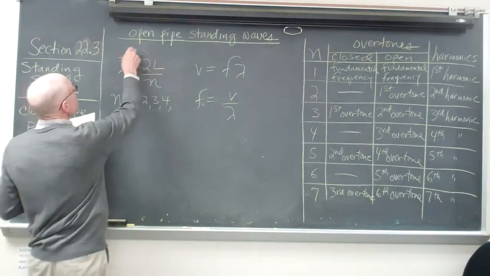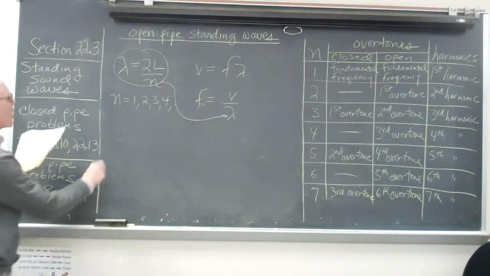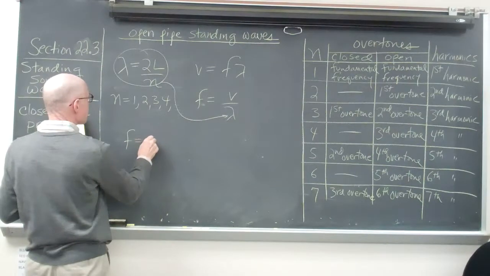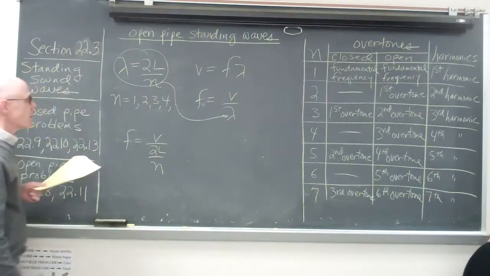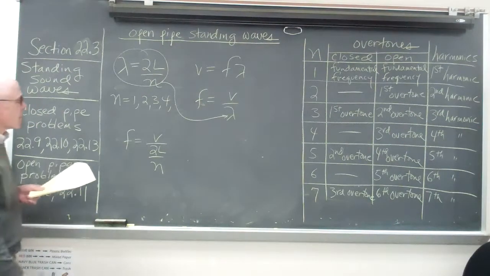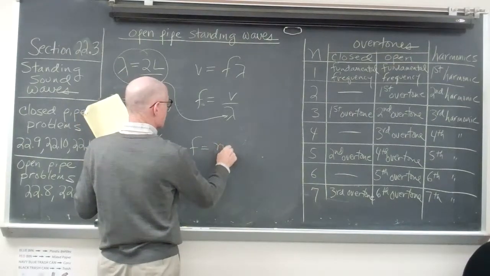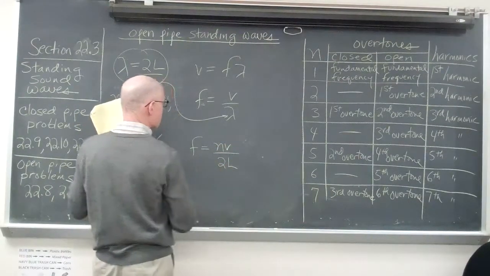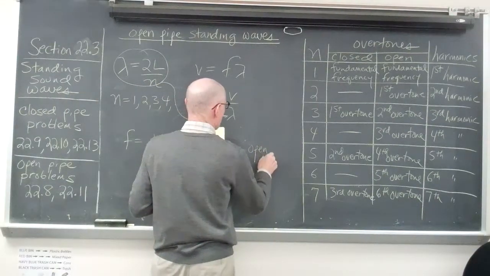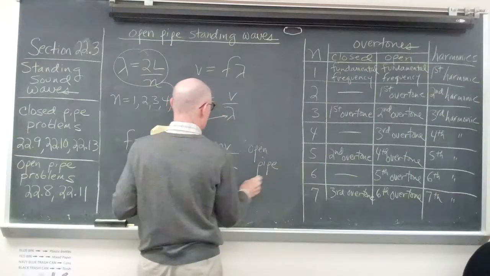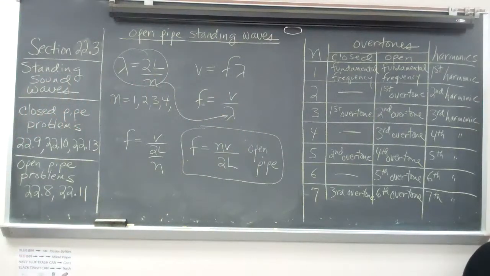And then we'll take this expression, substitute into the denominator. So you have frequency is equal to speed divided by 2L over N. And if we multiply the numerator by the inverse of the denominator, you have frequency is equal to NV over 2L for an open pipe.